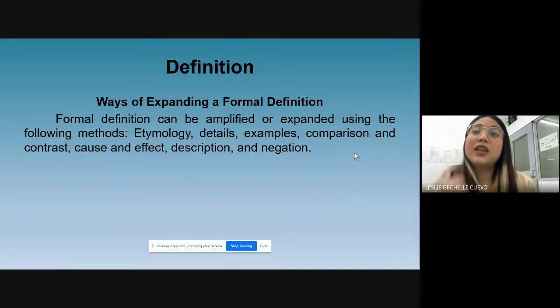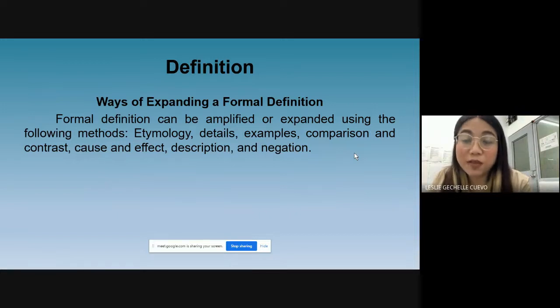So, ways of expanding a formal definition. Formal definition can be amplified or expanded using the following methods. Diba, ang dami pa. Etymology, yung pinagmulan niya nung word na yon. Details, examples, comparison and contrast, cause and effect, description, and negation.